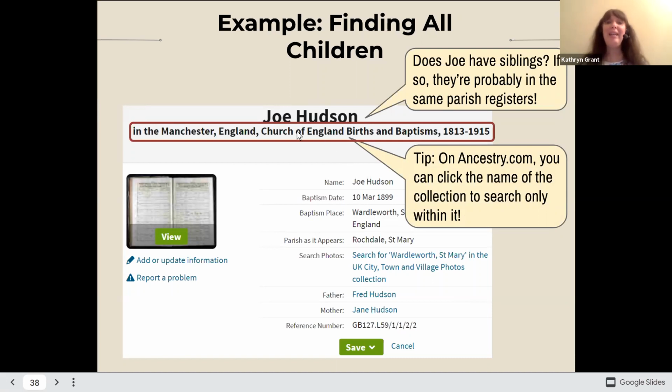that I think is a not widely known secret, and that is that if you click on the name of a record collection, it will actually open a search form that just searches that collection. So how convenient is that?